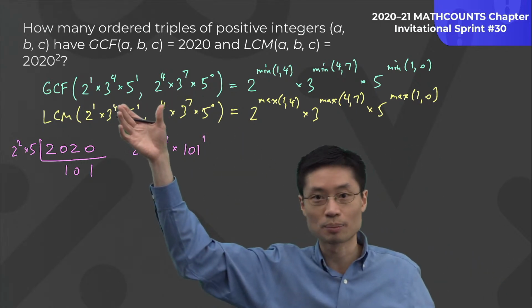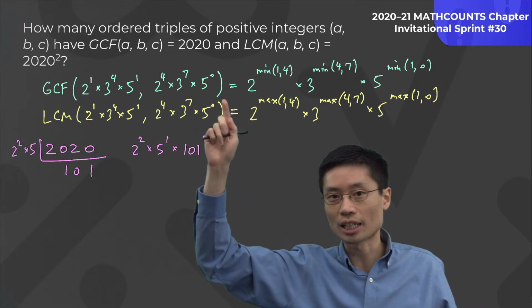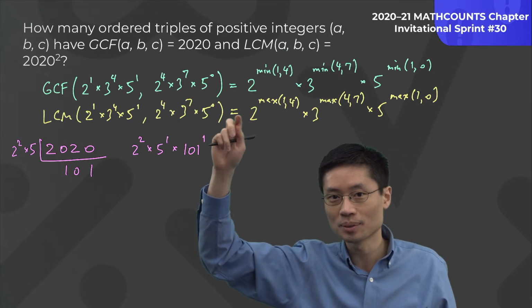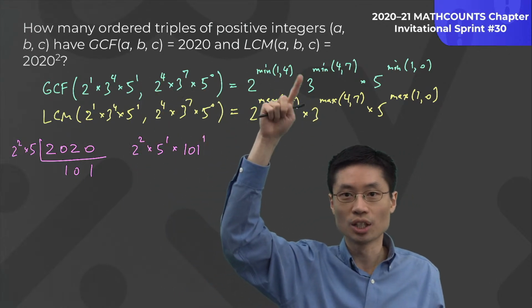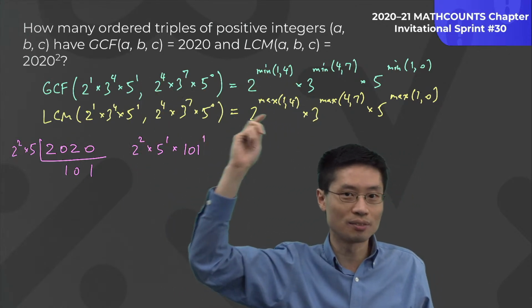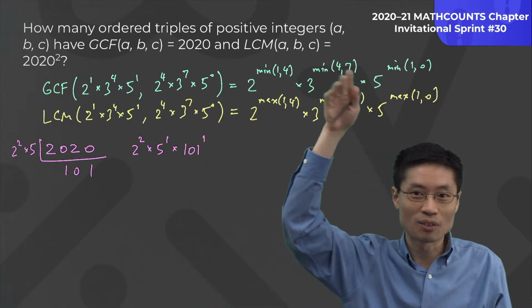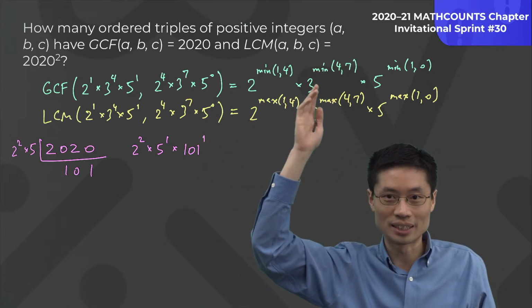This is just 2 numbers, but if I have 3 numbers, the same is true. That's actually why I showed the minimums and the maximums. Because if I have just 3 numbers, then what I do is I take the mins of all 3 exponents of the 2's, and I take the mins of all 3 of the exponents of the 3's and so on.